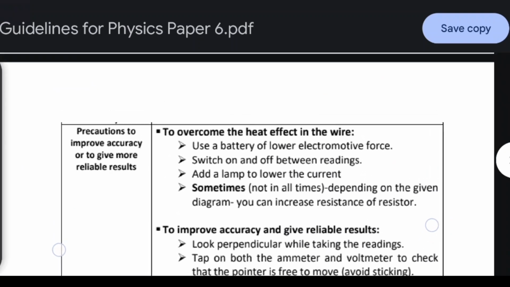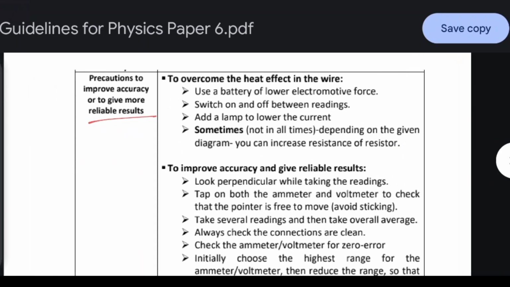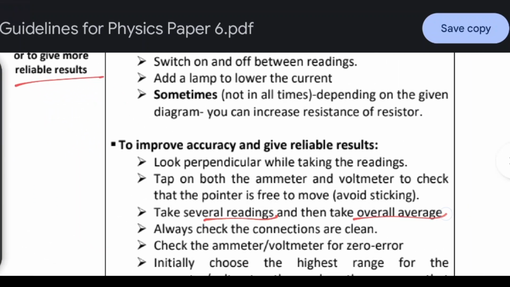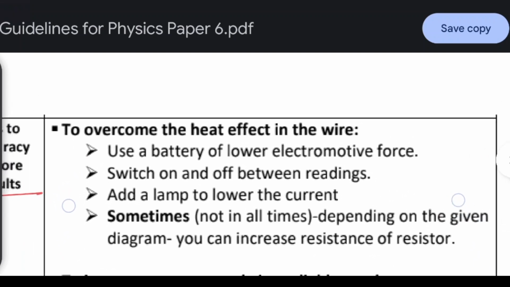Okay, precautions to improve accuracy or to get more reliable results. Again, repeat and take the average. Take several readings and take the overall average. Look perpendicular to the scale. These are two things which you can most of the time always write.